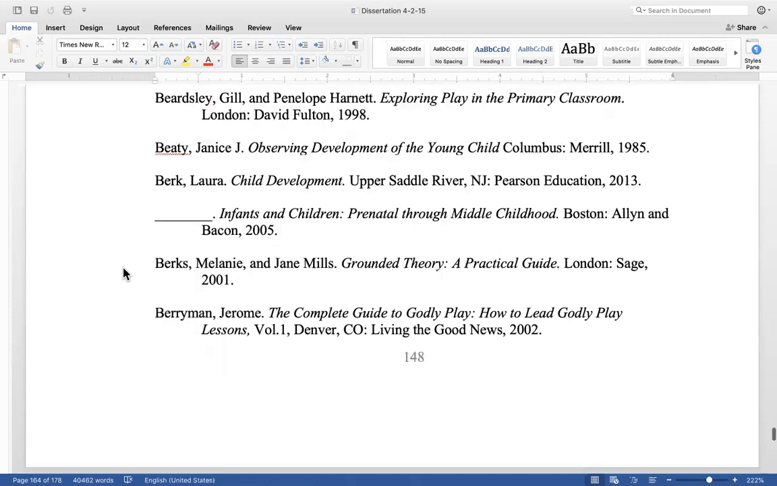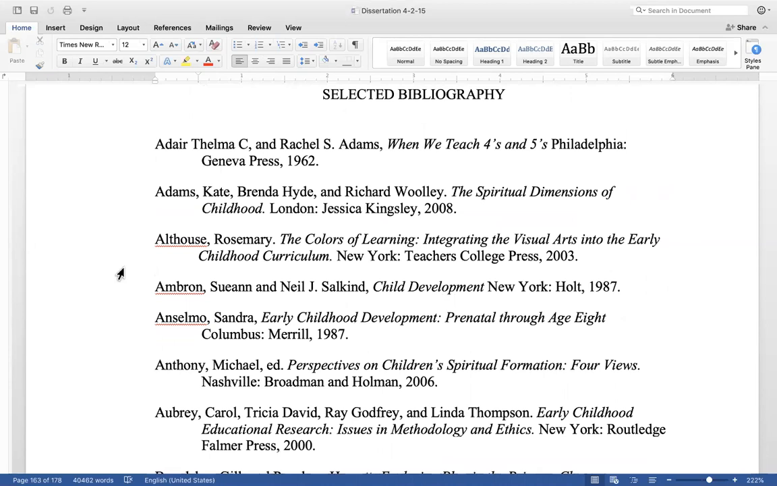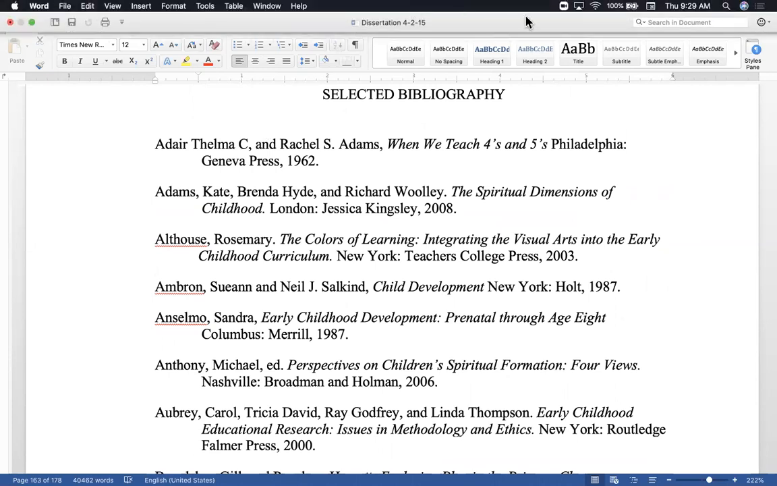And don't freak out. I know you're seeing lots and lots of pages here. Again, this was a PhD paper. See, the person's last name, Adar, comes before Adams, comes before Althouse, comes before Ambron. And so hopefully these are things that will help you as you are working on footnoting and bibliographic entries in the Turabian style.